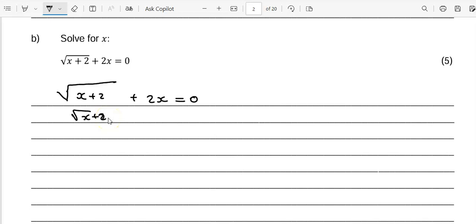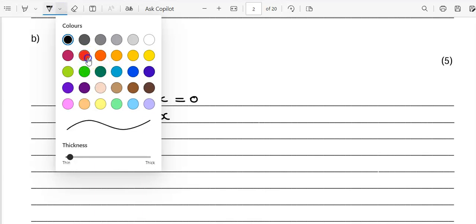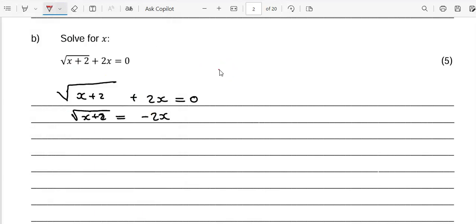We need to isolate this. Then we need to bring the 2x to this side to change it to negative 2x. Right. So now that I have this, what you have to do is square both sides. You square this side, okay? You square the other side. Why are we squaring both sides? Because we need to eliminate that square root.